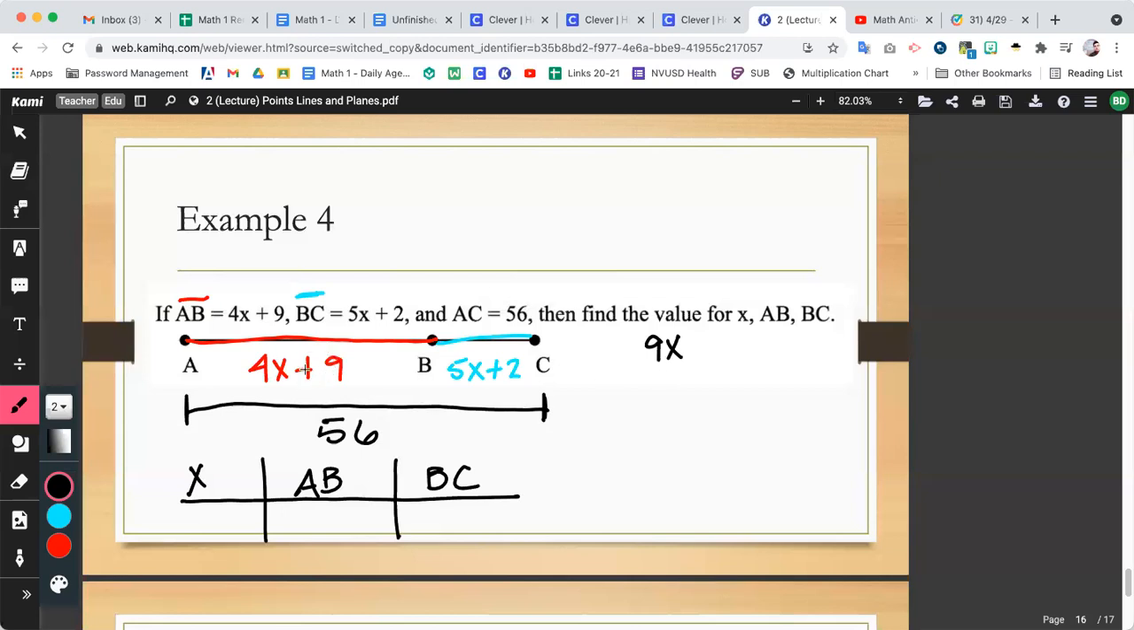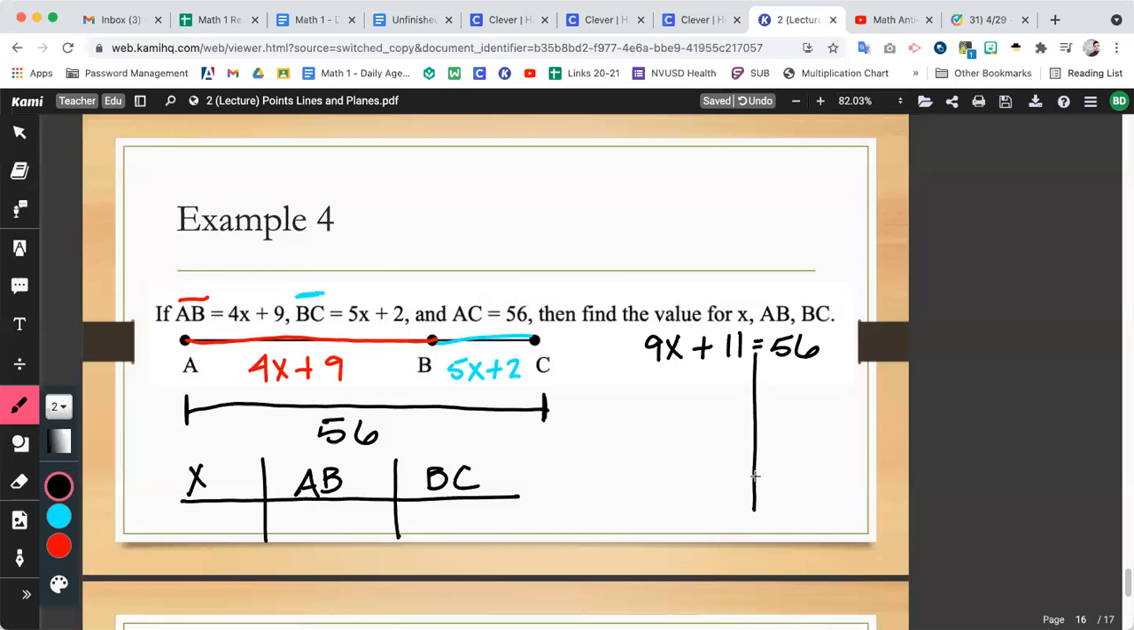Now I have +9 on the red side and +2 on the blue side. So when I add 9 and 2, I get +11. Very good. And again, those things have to equal up to what? 56. Thank you, the kiddos in the text box who are responding in chat. I love hearing from you guys as well. Thank you so much.